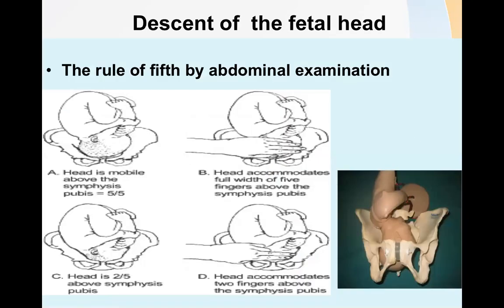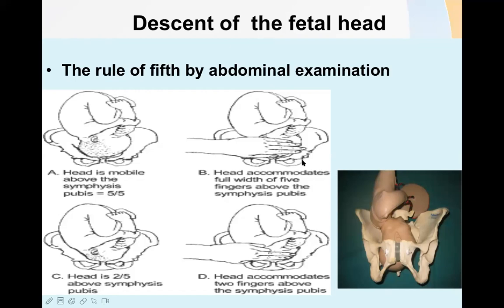Now, another way of judging the descent of the fetal head is by the rule of fifths, which we do during abdominal examination. This point we have already explained. Now, let's revise once again. During Leopold's maneuver or abdominal examination, if the head is freely mobile above the symphysis pubis, if I can grip the whole head with one hand, then it is 5 by 5. It has not entered into the pelvic cavity at all.